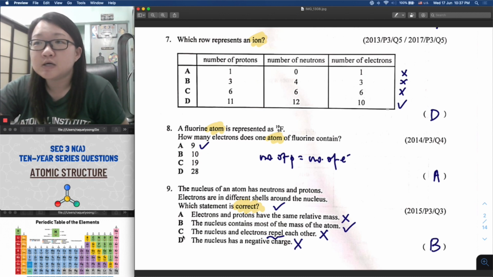Let's look at the other options. C. The nucleus and electrons repel each other. Okay, so this part on repelling is wrong, right? They should attract, because the nucleus is positively charged, your electrons are negatively charged, so they should actually attract, not repel. So this is wrong. D. The nucleus has a negative charge. This one is wrong. Okay, so answer is B.